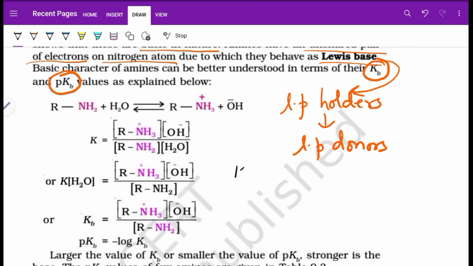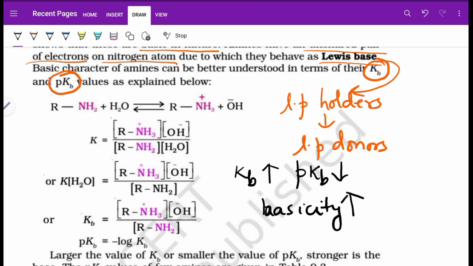So if the Kb value is greater, the pKb value is less, because there is an inverse relation. The basicity of amines, or maybe of any compound, will then be considered to be greater. So greater the Kb value, lesser the pKb value, greater is the basicity of the compound, and greater is the tendency of the compound to donate its lone pair.